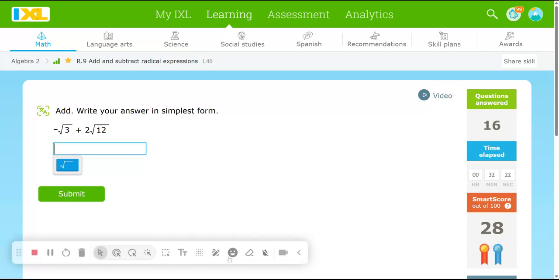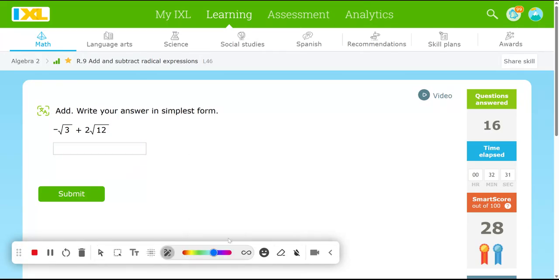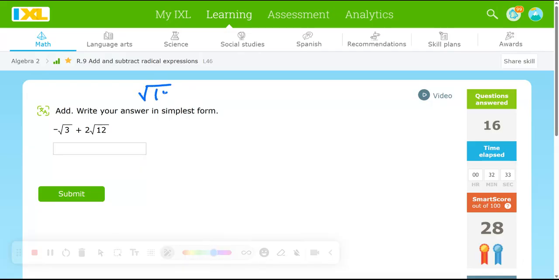Okay, so now the same thing, square root of 12. Can you look at your paper and see square root of 12? What is it? Square root of 12. William, do you have your handout?